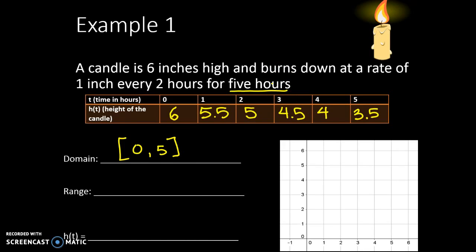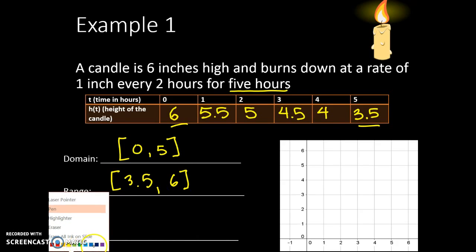The range, because I now have all of those 5 hours in this table, is going to be the lowest value in my table. Remember, we always start with the small number for range, so we're going to start with 3.5, to the largest number in my table. So it's going to be from 3.5 to 6.